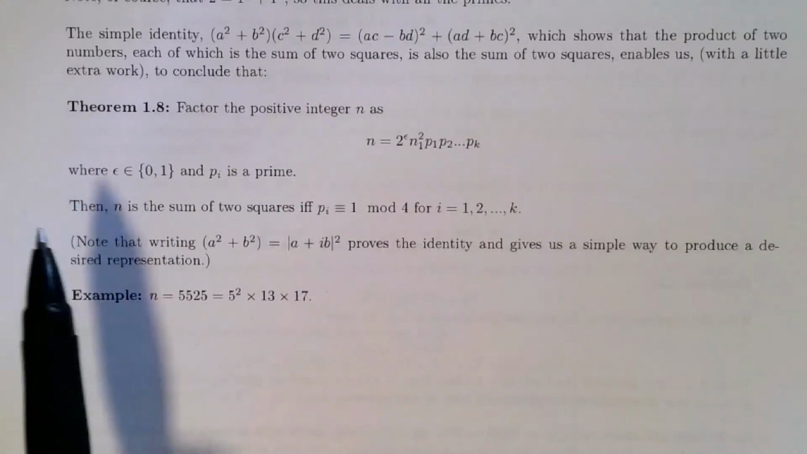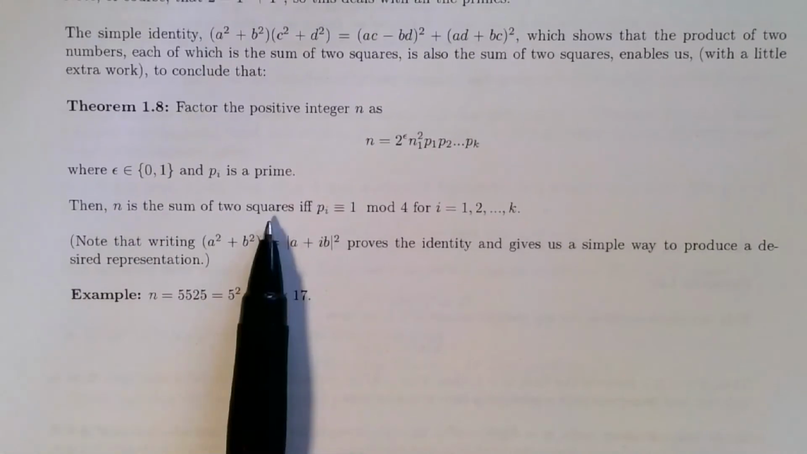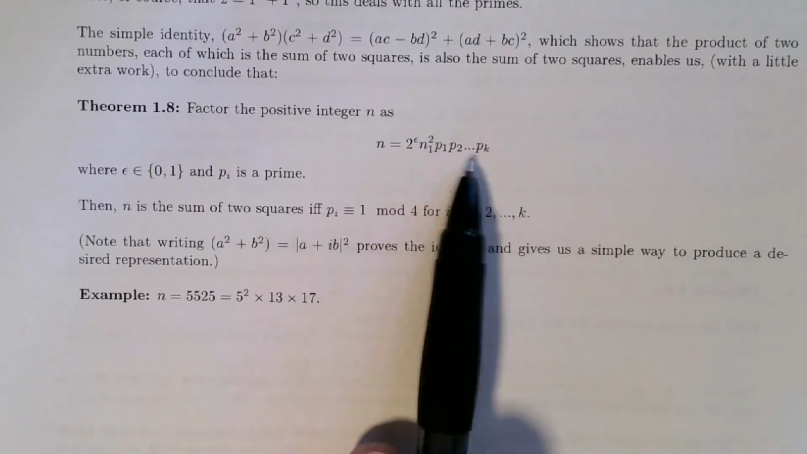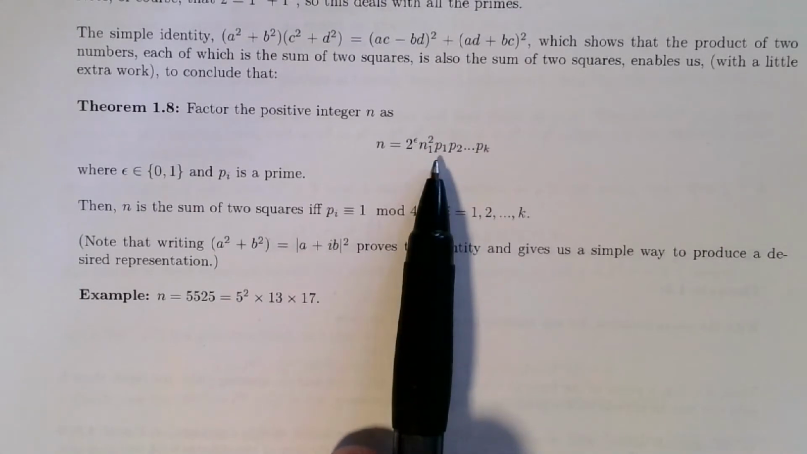Then this theorem says that n is the sum of 2 squares if and only if each of these primes has to be a 1 mod 4 prime. Each of these primes has to be a 1 mod 4 prime.